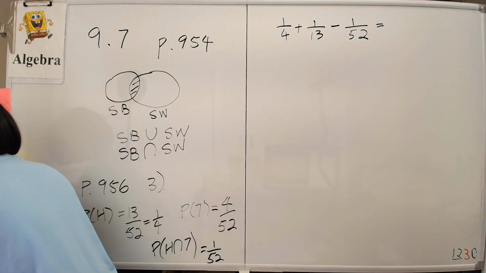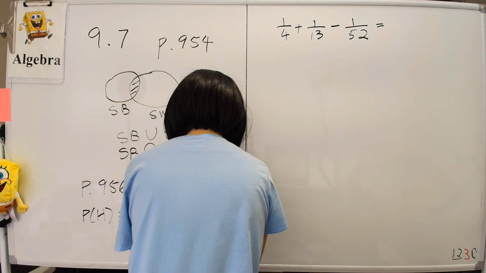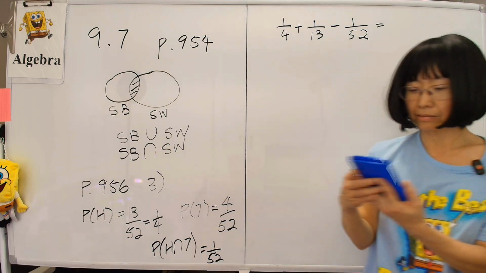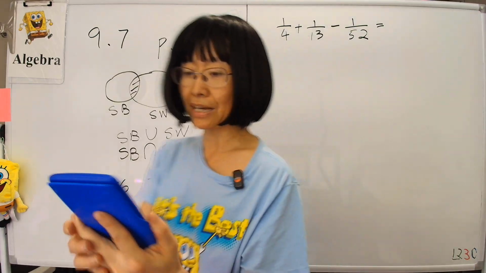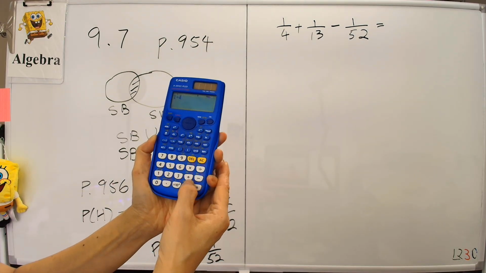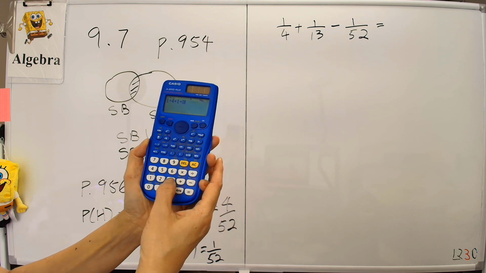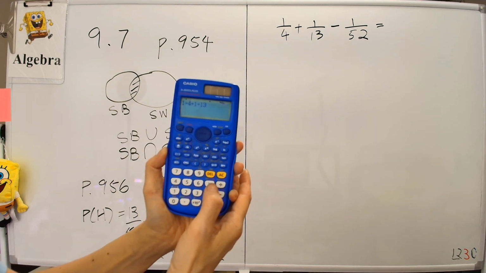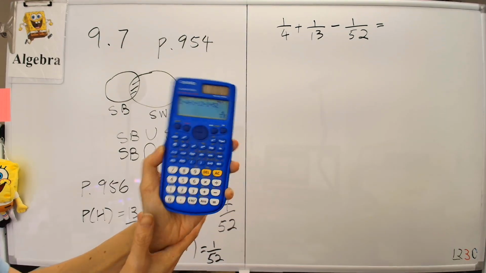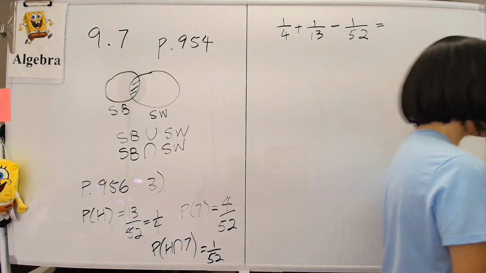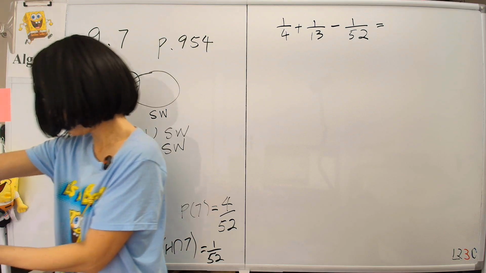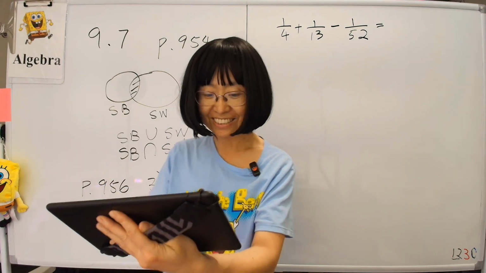And let's figure out what it equals. Let me find my calculator. I had it right here. All right, so let's do that. First, we have 1/4 plus 1 divided by 13, and then minus 1 divided by 52, that equals 4/13. That's what I got, and that sounds about right. Let me check here. And the book says, yep, 4/13, so that is correct.